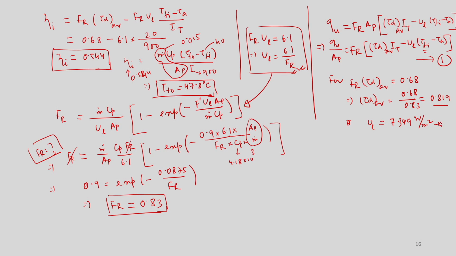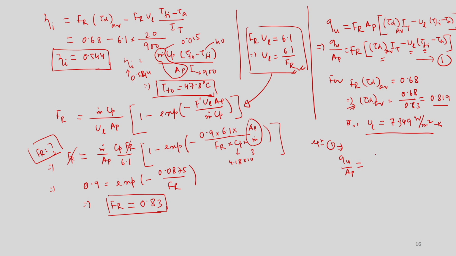Sometimes it is in Celsius also. So, UL we know now, tau alpha average is known to us. So, this is known, and TFI is known. So, from that we can calculate what is QU by AP. Now, equation 1 implies QU by AP on substitution of these values.